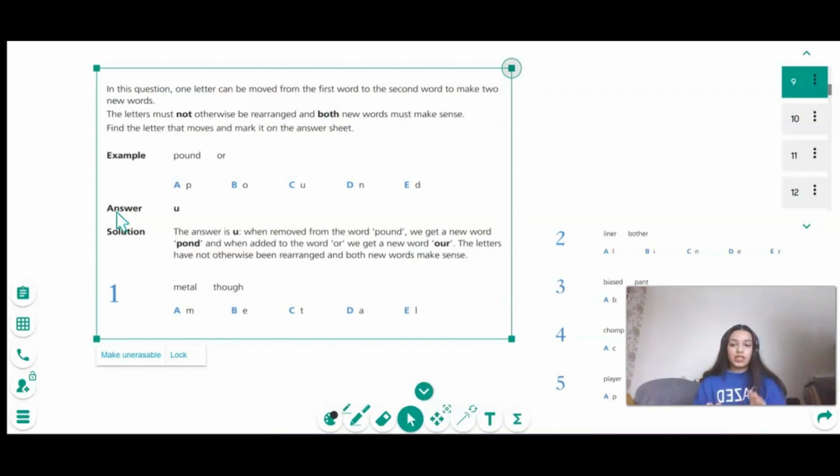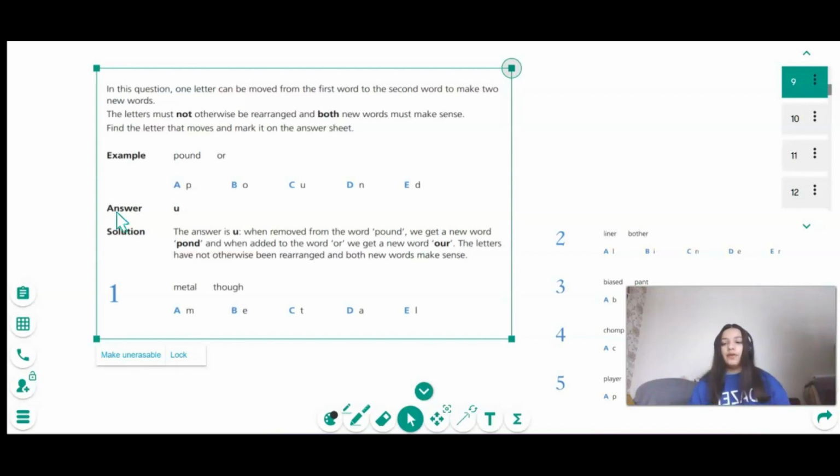So we can't move things around. I can't take the U away and then move the P and the O around to make a word that makes sense. We're just taking one letter and giving it to the other word. So I'm going to take the U away from pound, and what we'll have left is P-O-N-D, which spells pond. That word still makes sense. Then we give the U to the word or, putting it right between the O and the R, and you've got the word hour. It still makes sense, and we've not moved anything around. We've taken one letter from pound, our first word, and given it to or, our second word, and we've got 2 new words, pond and hour.